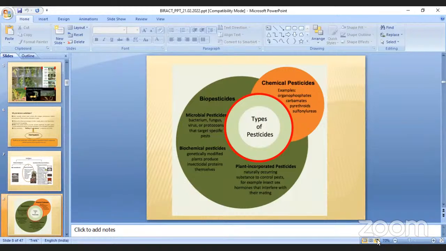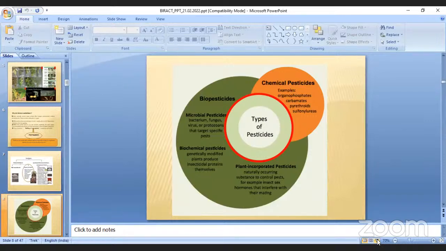So we can use lots of microorganisms like bacteria, fungus, actinomycetes, and viruses. They can be used for the production of some biopesticides. So these are basically from biological sources. Botanicals can also serve as biopesticides.